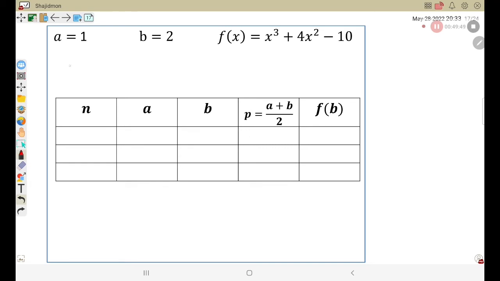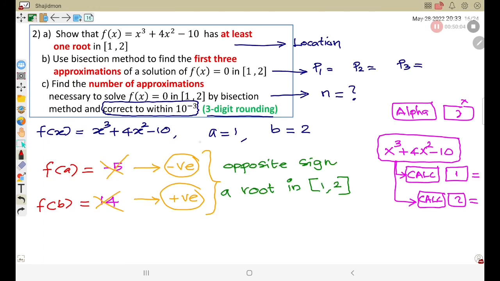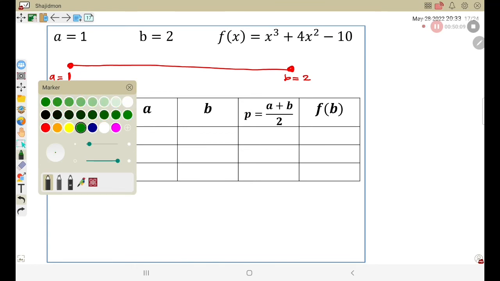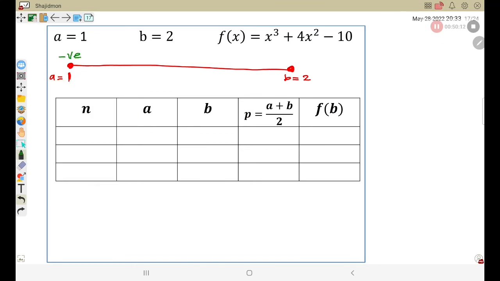Now, as I told you before starting, create a line on the top so that you can understand more easily. A number, just write here 1. B number, just write here 2. What is the f of a sign? You can see negative. F of b is positive. So f of a I can write here negative, f of b positive sign. Now we are starting the table. How many approximations do we need to calculate? 3. So 1, 2, 3. P1, P2, P3. First 3 approximations.